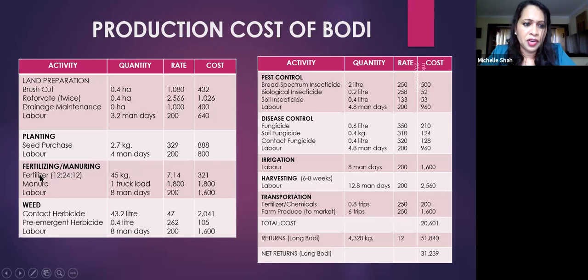For fertilizing and manuring of the bodhi, we buy a 12-24-12 fertilizer, as well as a truckload of manure, and we use 8 man days of labor. So this is the area I spoke of, 0.4 hectares. This is the area we're looking at, which is 1 acre. So this is the 1 acre plot we are doing the costing for.